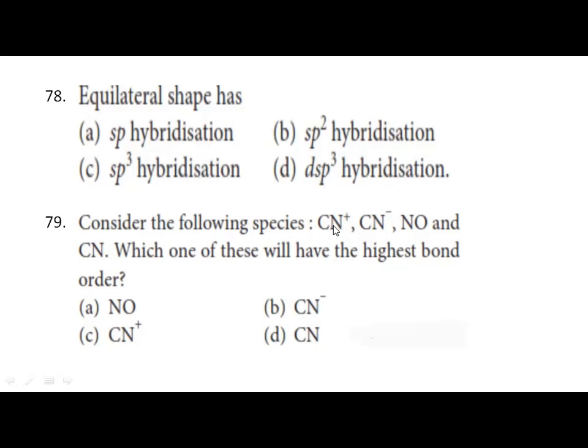So with this, we'll stop the class here. In the next class, we'll take the next set of questions on molecular orbital theory and the remaining part of the topic. Please practice molecular orbital theory so that you'll understand the next questions very easily. For now, thank you.